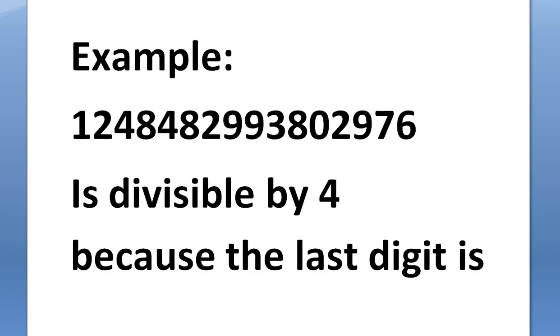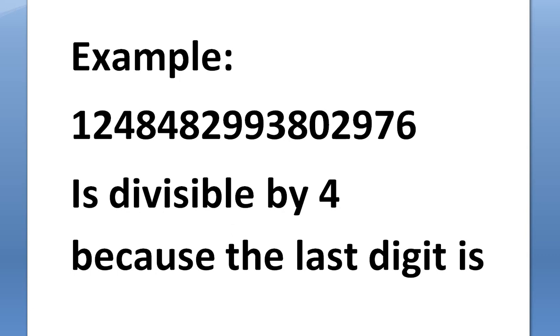Example: 1, 2, 4, 8, 4, 8, 2, 9, 9, 3, 8, 0, 2, 9, 7, 6. Now quite clearly you can see the 76. It's just sticking out, glaring at you. Now if you apply the old rule that I looked at earlier, you can see that 76 divided by 4 is 19. So you can quickly verify it's divisible by 4 using that rule. However, we're not going to use that rule this time. We're going to use the new rule that I just showed you.